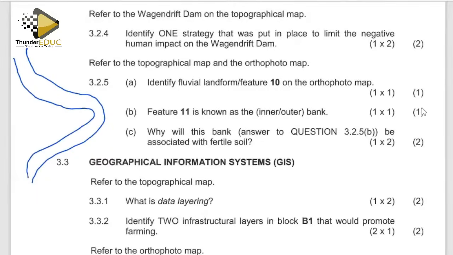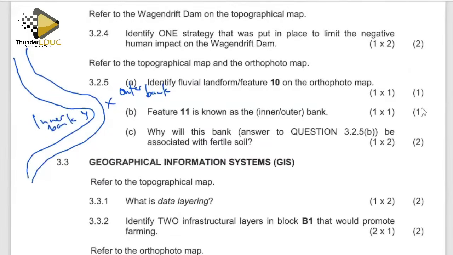And maybe feature 11 is on either side. Let's start with this side here. Let's say this is Y, and this is X. If the river is bending like this, this is what we call the outer bank. If a meander is like this, the part which is on the outer part is the outer bank, and this one is the inner bank.